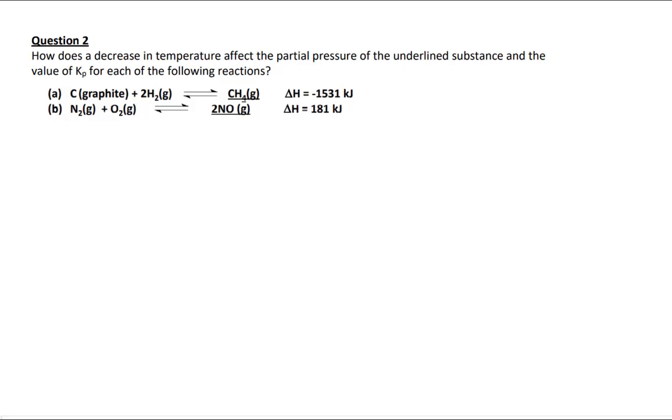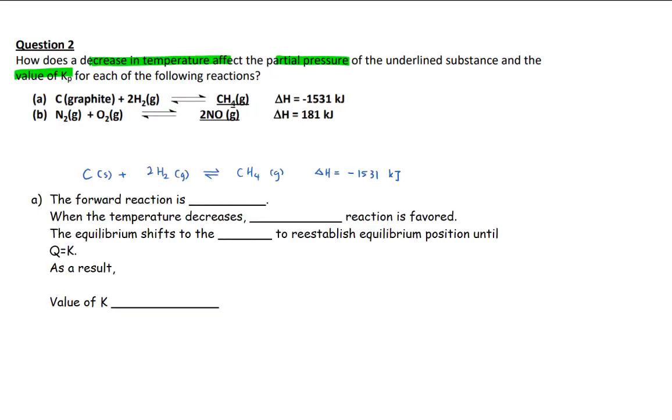Next, let's look at question number 2. How does a decrease in temperature affect the partial pressure of the underlying substance and the value of Kp for each of the following reactions? For 2A, you have carbon graphite. Remember, graphite refers to solid carbon, reacting with hydrogen gas to produce methane gas, and the given delta H value is negative 1531 kilojoules.